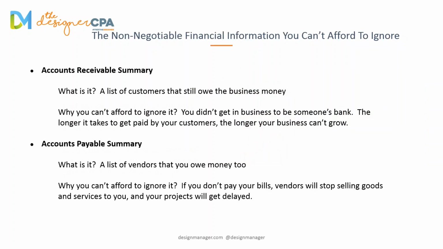Okay, a couple other ones. Accounts receivable summary. So all these reports you can find in the report section in the software. What is it? An accounts receivable summary is a list of customers that owe the business money. Why can't you afford to ignore it? Well, you didn't get into business to be someone's bank. The longer it takes to get paid by your customers, the longer your business can't grow.